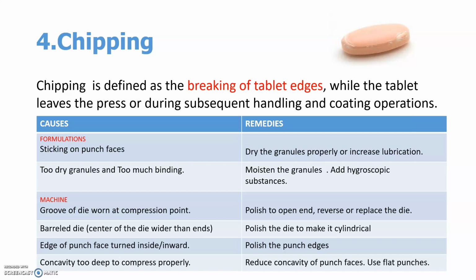Causes of this are the sticking on the punch faces, too dry granules, or too much binding. So machines groove of dies, bare dies, edges of punches face turn inside and inward. Concavity is too deep to compress properly. Dry the granules properly or increase more lubrication or moisten the granules. Polish the open ends, polish the dies and polish the punch edges. These are some remedies and we can overcome the problem like chipping.